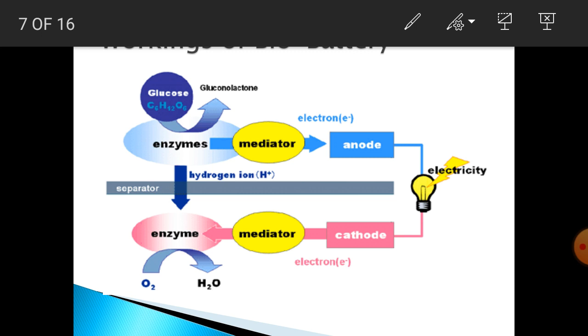Glucose gets broken down into electrons and protons. The flow of protons travels to the cathode side via a separator, and the flow of electrons travels to the cathode via the mediator. Enzymes are utilized at the cathode side, which generates water from both the protons as well as the electrons traveled from the anode side.